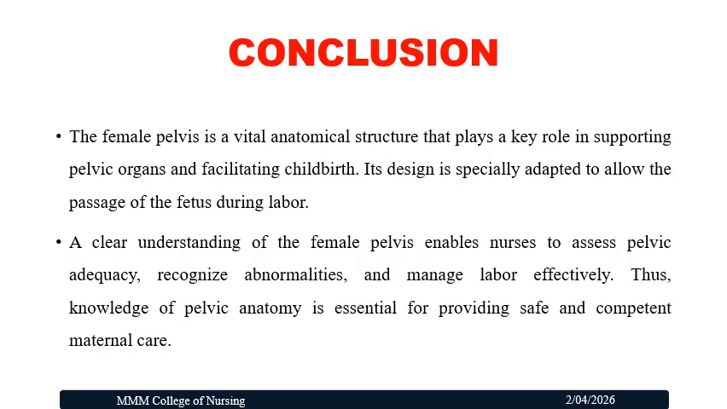Next is a conclusion. The female pelvis is a vital anatomical structure that plays a key role in supporting the pelvic organs and facilitating the childbirth. Its design is specially adapted to allow the passage of the fetus during labor. A clear understanding of a female pelvis enables nurses to assess the pelvic adequacy, recognize the abnormalities, and to manage the labor effectively. Thus, the knowledge of pelvic anatomy is essential for providing safe and competent maternal care.